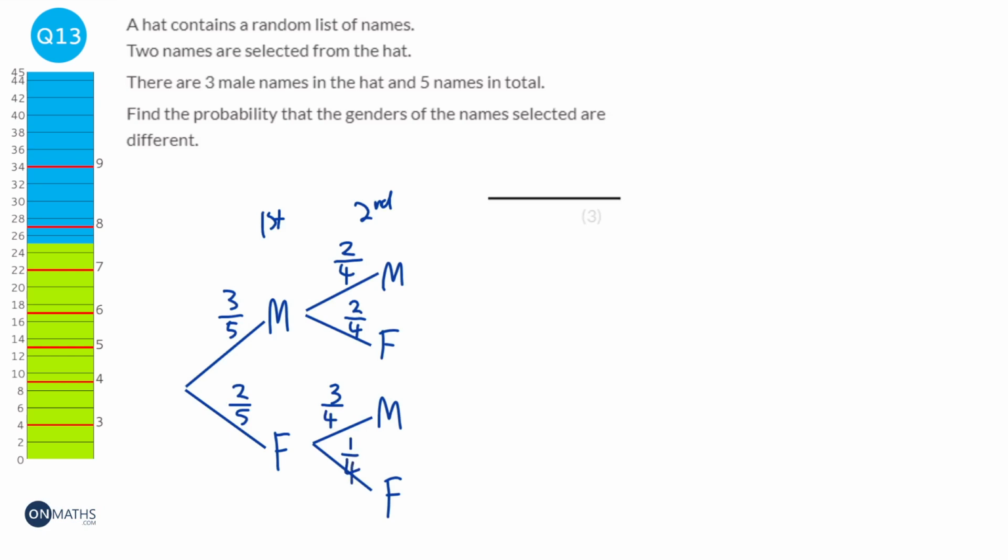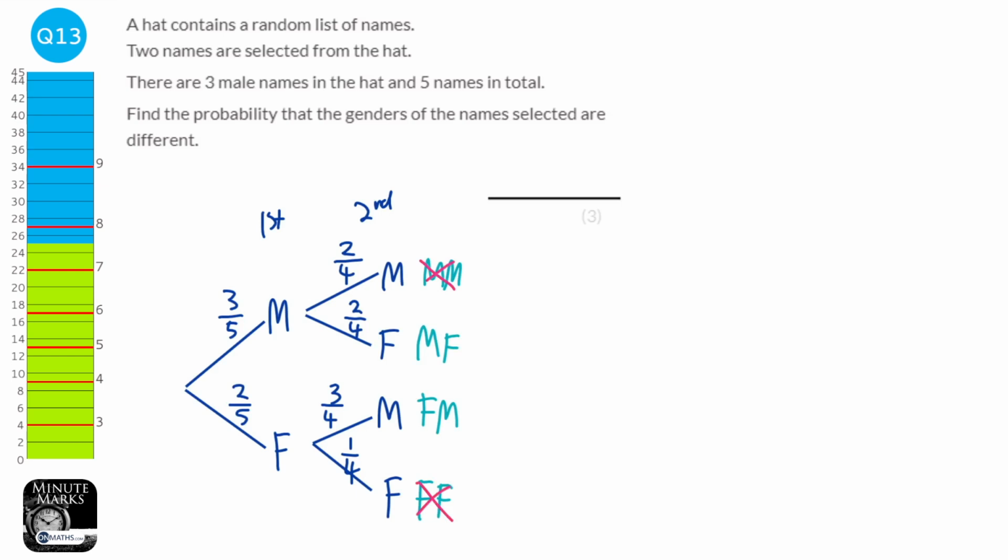Okay, we're looking for the probability that the genders of the names are different. So looking at the outcome here would be male-male. That's not what we're interested in. Here would be male-female, we are interested in. Female-male, we are interested in. And female-female, we're not interested in. So we're not interested in these ones.